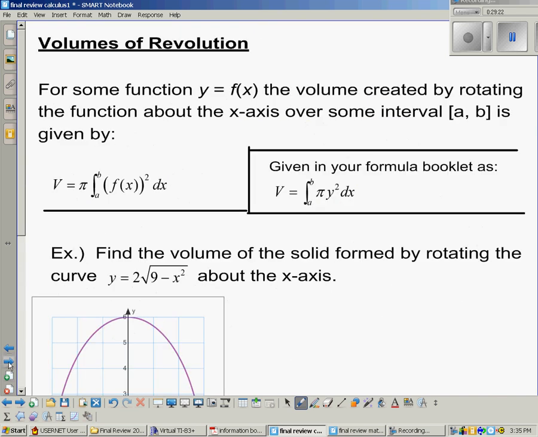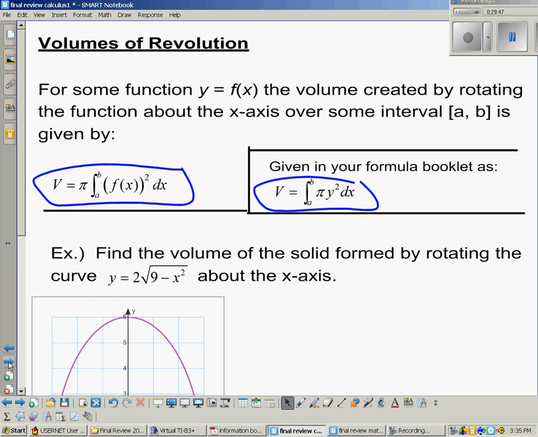Volumes of revolution. For some function y equals f of x, the volume created by rotating the function about the x-axis over some interval a to b is given by this. This is how it appears in the Hayes-Harris book. This is how it appears in your formula booklet. They mean the same thing. You've got to square the function before integrating, and you also multiply it by pi.